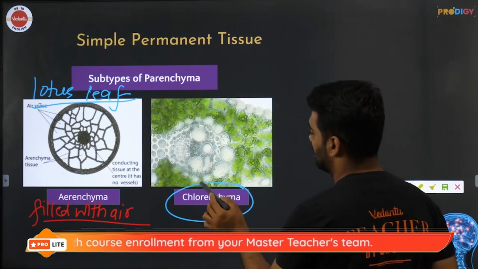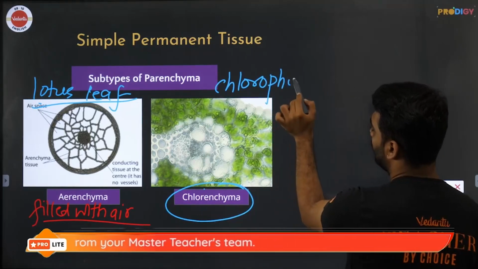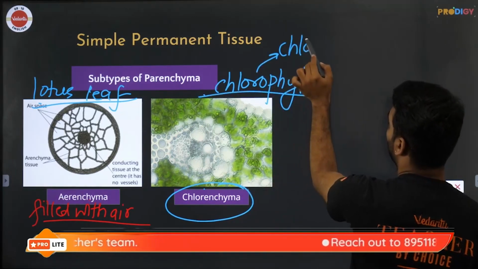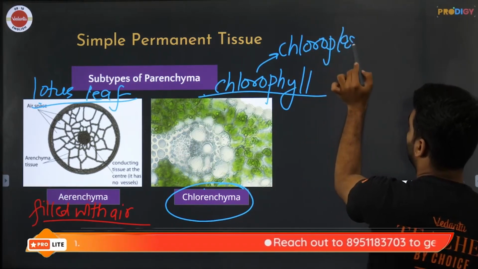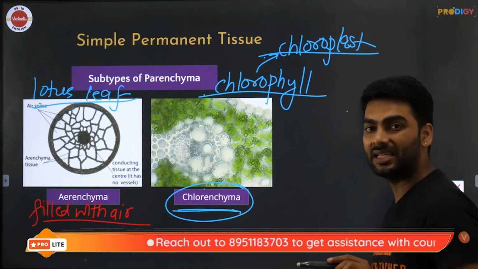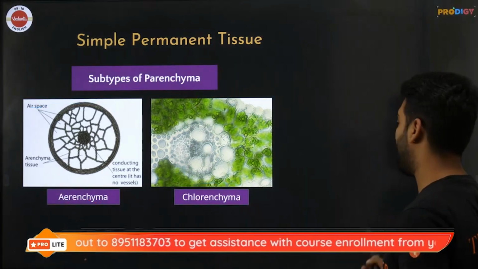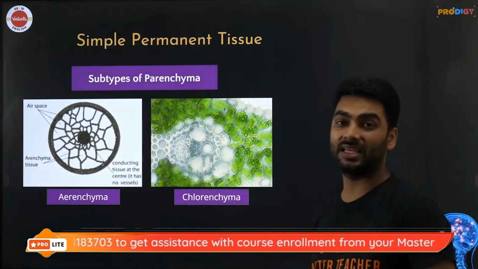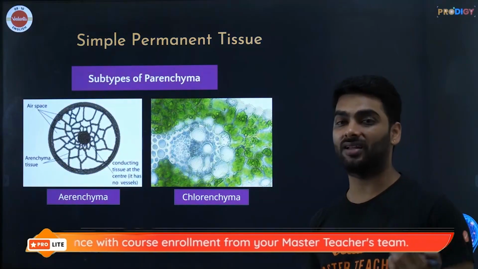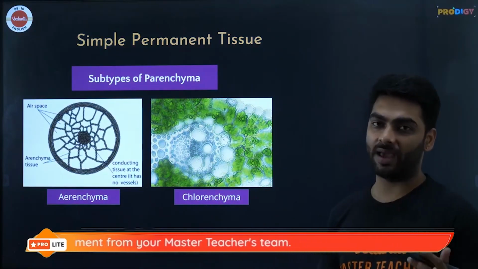Chlorenchyma, as the name suggests, are filled with chlorophyll. They have chlorophyll present in the chloroplast, right? So these are the ones which have chlorophyll in them, present in the leaf. Okay? So if you see, Aerenchyma and Chlorenchyma both are present in the leaves, and they are subtypes of Parenchyma, right? Aerenchyma and Chlorenchyma both are subtypes of Parenchyma.